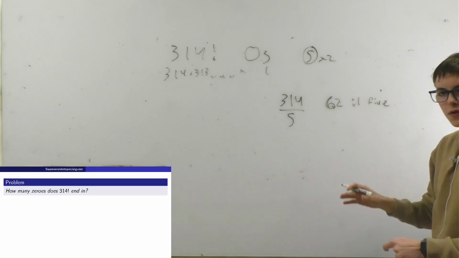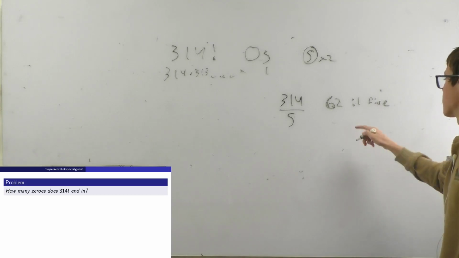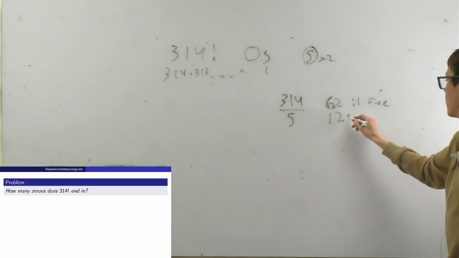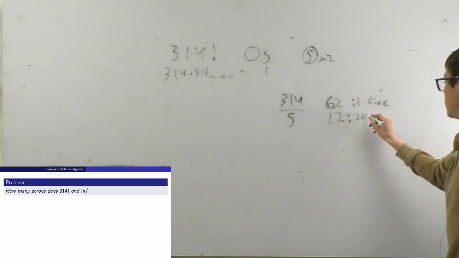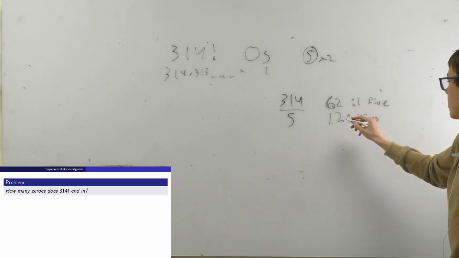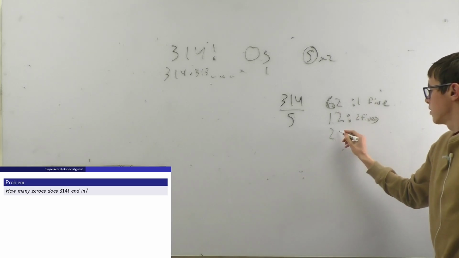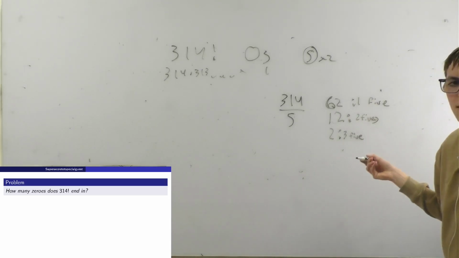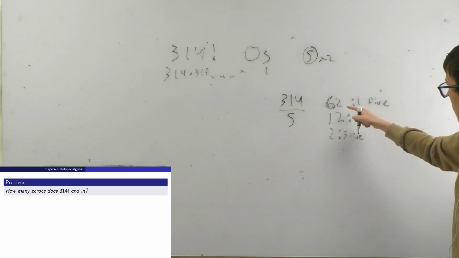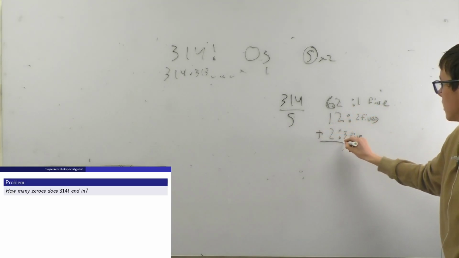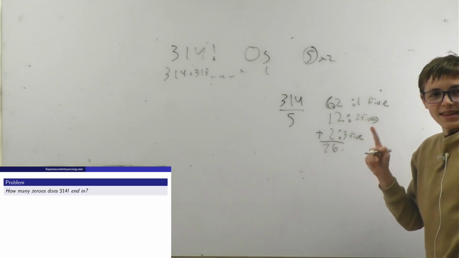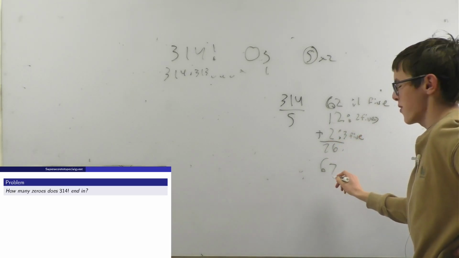To find the number at 25, it's like 25, 75. We're going to divide that by 5 and get 12, which equals 2 5s. And then divide that by 5 to get 2, which has 3 5s. That's going to be 125 and 250. And then we add these up, and we get 76, which is the inverse of 67.